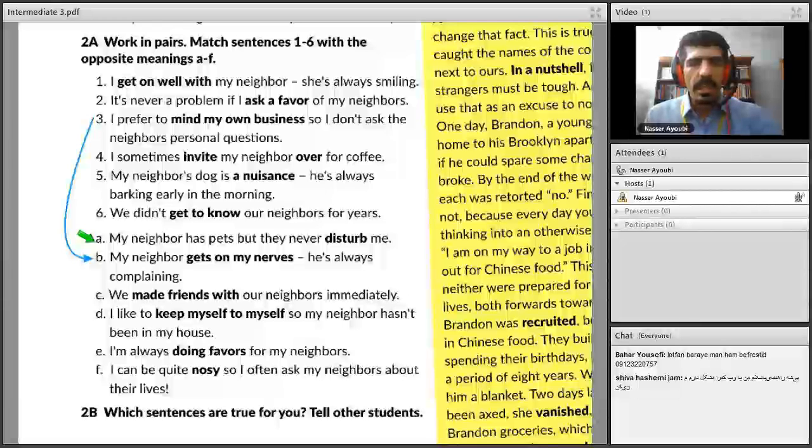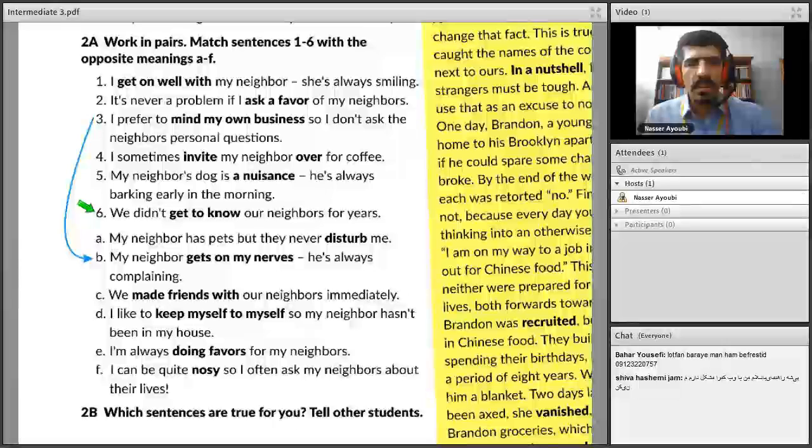Okay, and finally number 6. We didn't get to know our neighbors for years. We didn't have a chance or an opportunity to know our neighbors during those years.